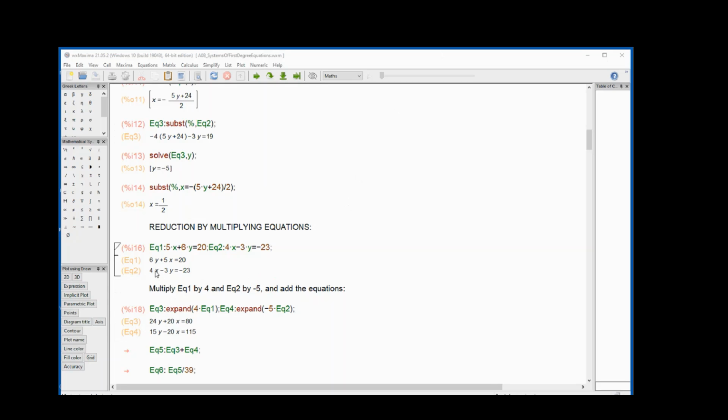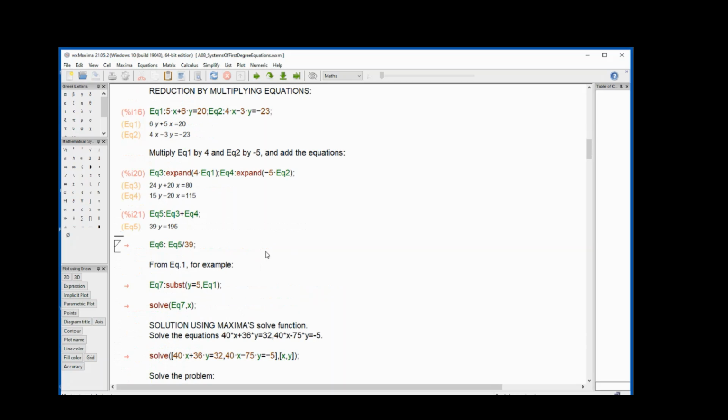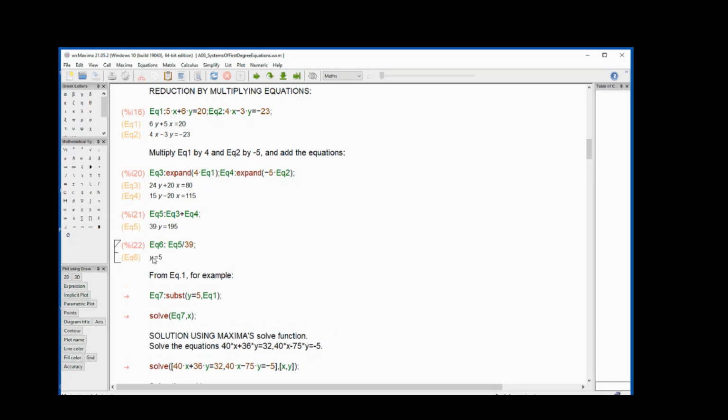Multiplying equations. All right, so the problem here is that Maxima changes the order of the equations, but I have 5 here and 40 here. If I multiply this by 4, I get a 20 here. If I multiply this by 5, I get a 20 here. But I'm going to multiply the first one by 4 and the second one by minus 5. When I do that, then my x gets 20 and minus 20. So if I add term by term by simply adding equation 3 plus equation 4, the x disappears and I'm left with y. And I notice that y is multiplied by 39, so if I divide by 39, I get my result of y equals 5.